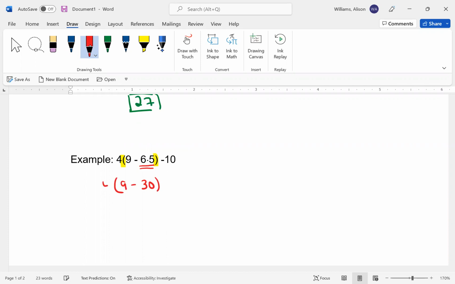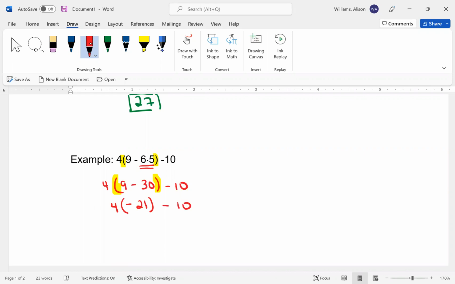Don't be lazy with the order of operations. Rewrite it. Okay, and we're not done in the parentheses. We still have some more work to do. So let's keep going. So 9 minus 30, let's see, that's negative 21. And I'm going to keep the parenthesis because the 4 is right next to it. And when it's right next to that, that represents multiplication. So I can use parentheses to also represent multiplication.